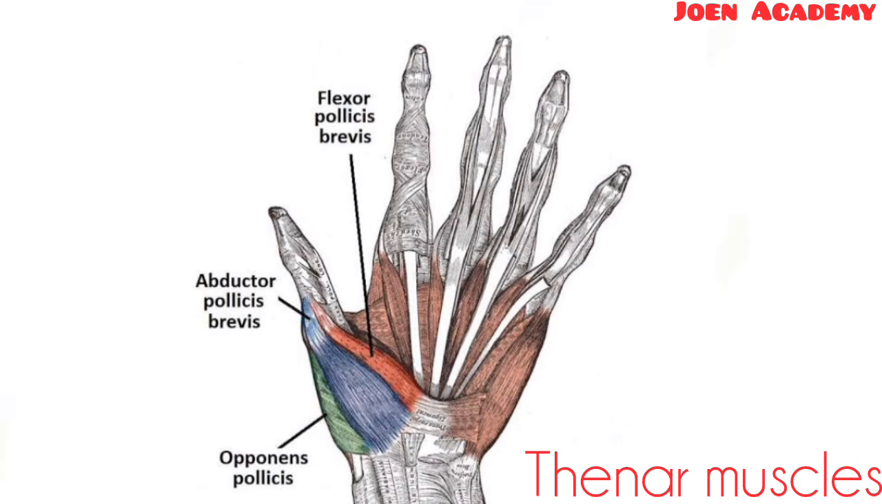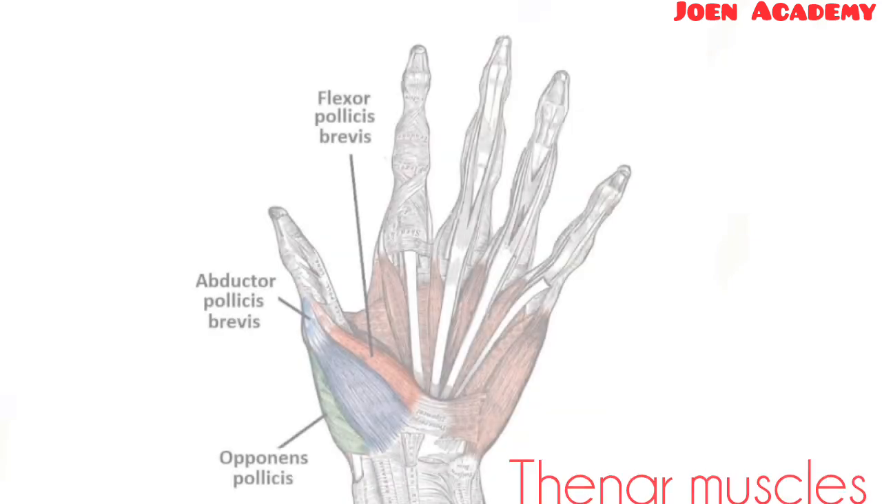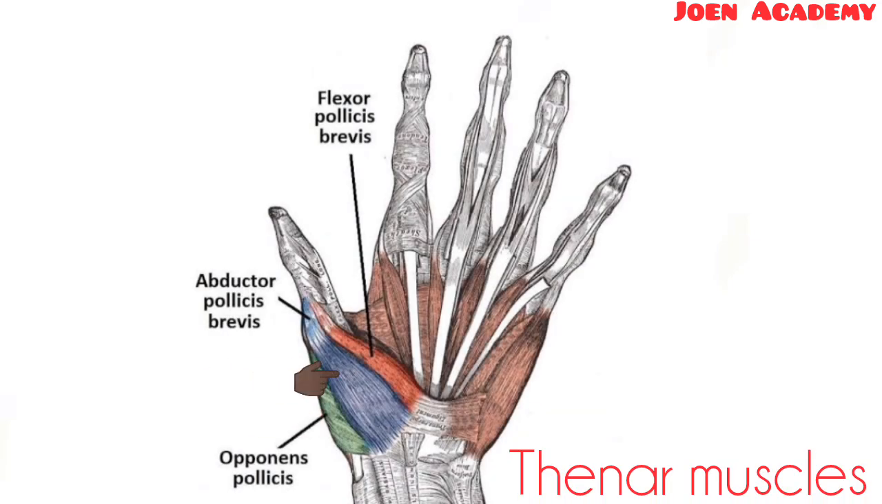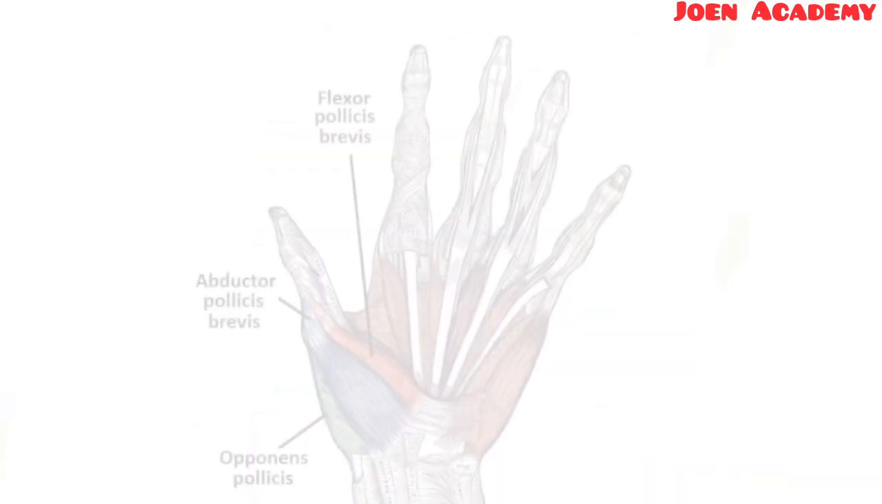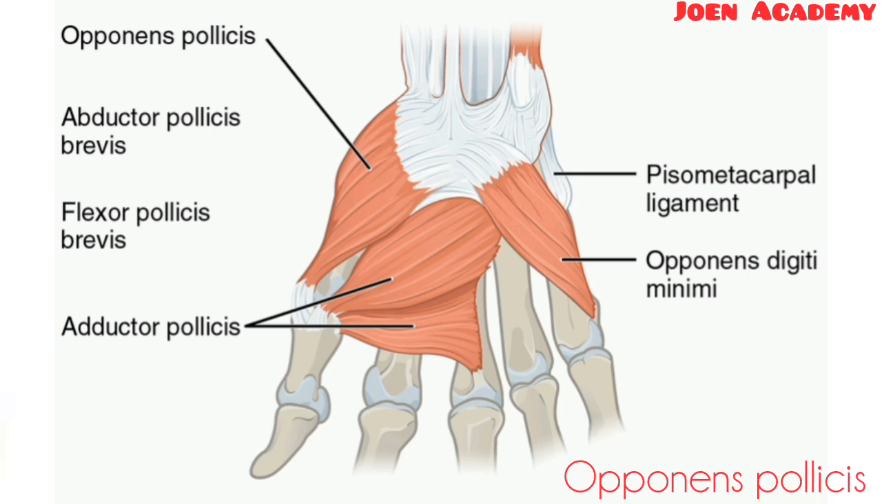The thenar muscles are three short muscles that are situated at the base of the thumb. The muscle bellies produce a bulge that is known as the thenar eminence. They are responsible for the fine movements of the thumb. They include the opponens pollicis, the abductor pollicis brevis, and the flexor pollicis brevis. The nerve supply to these muscles is by the median nerve. Let's take the thenar muscles one after the other. We will begin with the opponens pollicis.